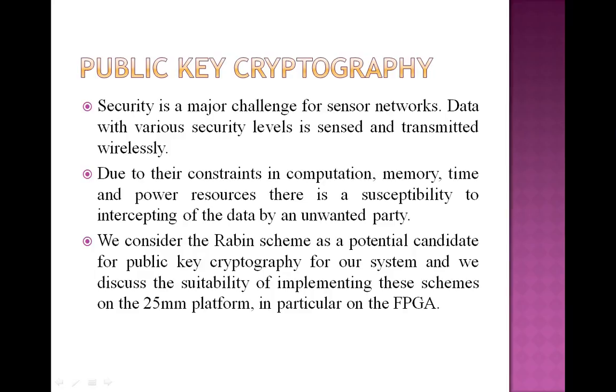Security is a major challenge for sensor network. Data with various security levels is sensed and transmitted wirelessly. Due to their constraints in computation, memory, time and power resources, there is a susceptibility to interception of the data by the unwanted party. We consider a Rabin scheme as a potential candidate for public key cryptography for our system, and we discuss the suitability of implementing this scheme on the 25mm platform, in particular on FPGA.